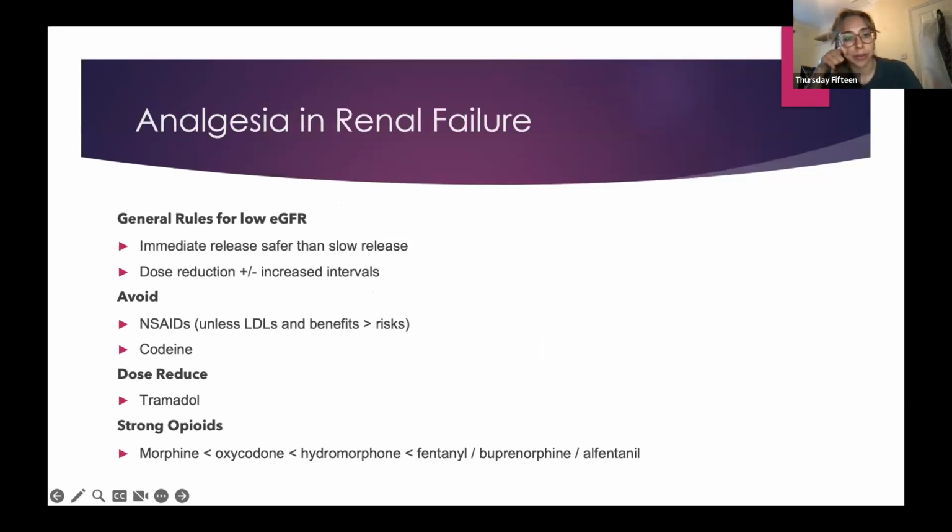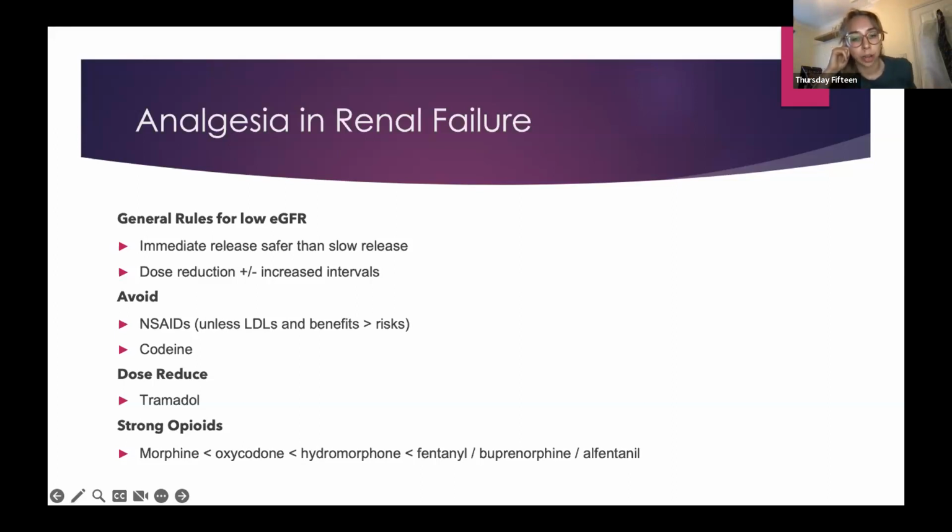Just a quick bit on analgesia and renal failure. General rules: if a patient has a low eGFR, then you generally need to use immediate release medications rather than slow release meds. Reduce doses and increase dosage intervals, so maybe giving it 6 hourly instead of 4 hourly can help when the patient has poor renal function. Generally you totally avoid NSAIDs, unless someone is honestly just in their last days of life and the only thing that's getting on top of their pain is an NSAID. In that case the benefits might outweigh the risks, but you'd want to discuss with palliative care. Try to avoid codeine in people with poor renal function. Tramadol is something that you can use, you just dose reduce.